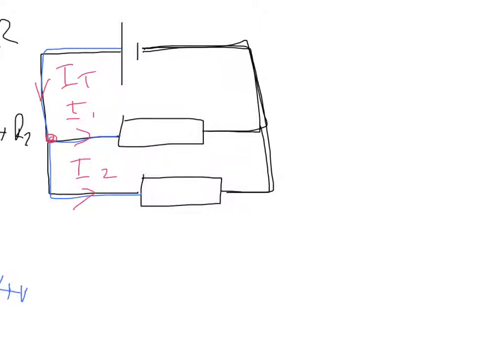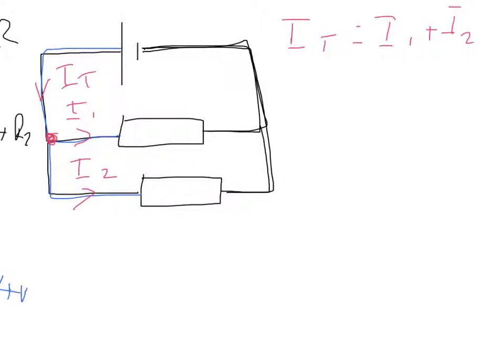Alright, so what that means is that the current that's flowing into that junction, which we've got as the red dot there, must equal the current that flows out of that junction, because there's nowhere else for it to go. So we can say that for our parallel circuit here we have a total current which is equal to I1 plus I2. So the current flowing into that junction is the same as the current flowing out of that junction.